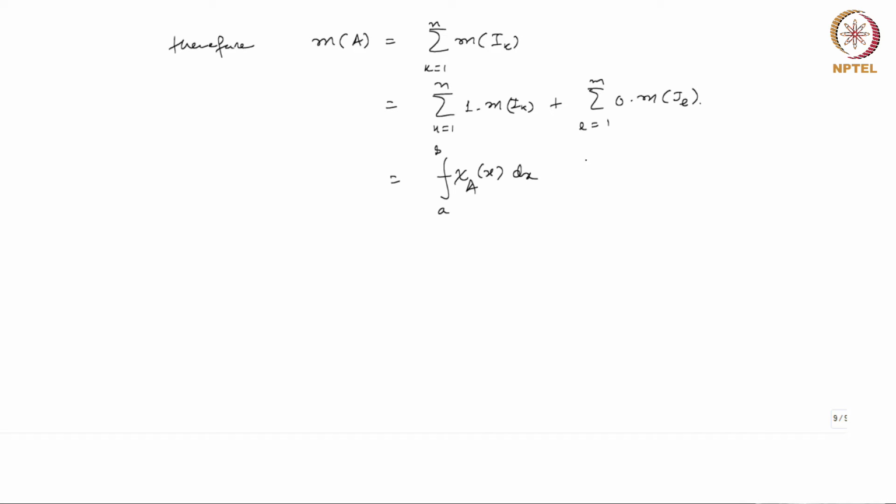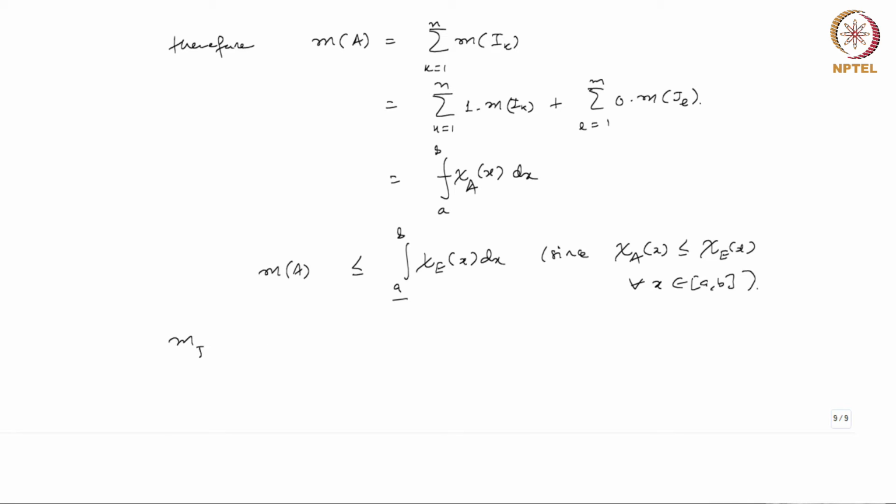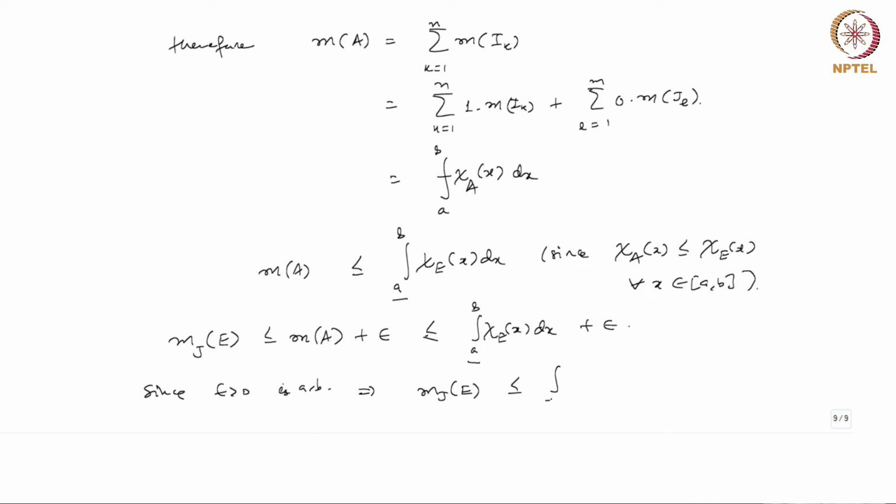So therefore m of A is less than or equal to the lower Darboux integral from a to b of chi E(x) dx, since we also have that chi A(x) is less than or equal to chi E(x) for all x in this interval AB. So we have that the inner Jordan measure of E, which was less than or equal to m(A) plus epsilon, is less than or equal to again the lower Darboux integral plus epsilon, and since epsilon is arbitrary, this implies that the inner Jordan measure is less than or equal to the lower Darboux integral of chi E.